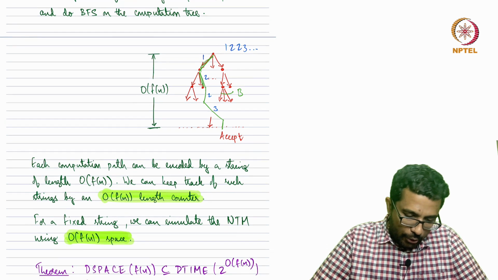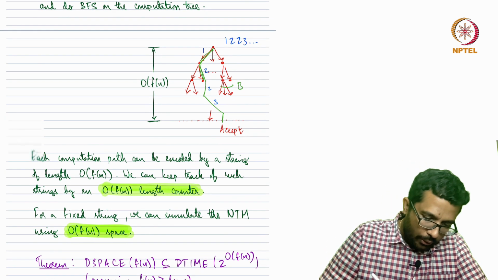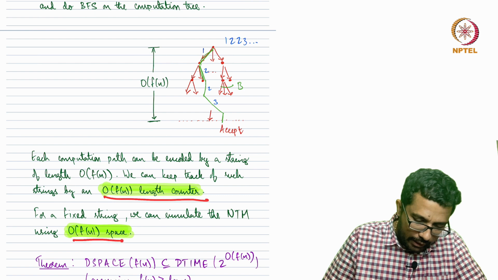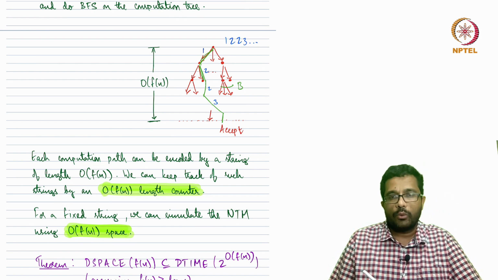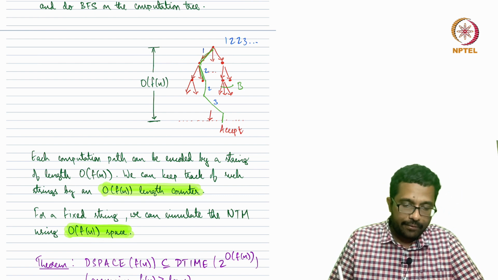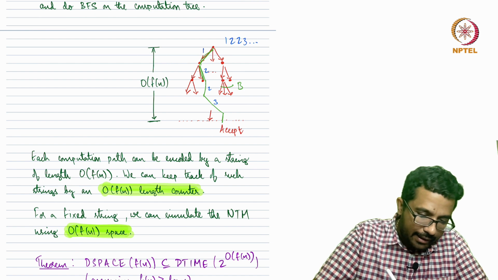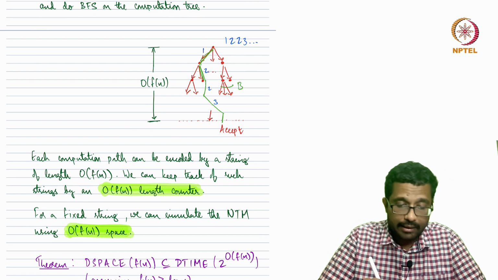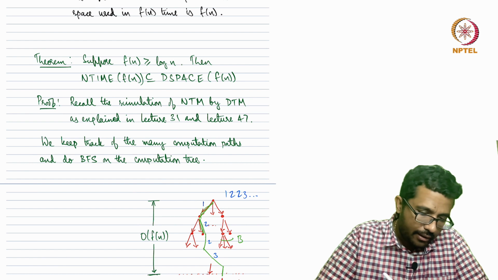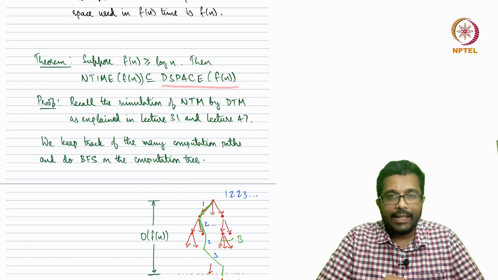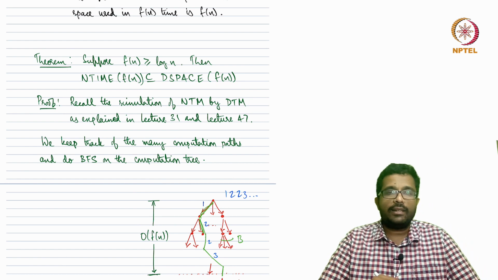So we have two things. One is the O(f(n)) length counter, and the other is each simulation taking O(f(n)) space. So overall space required is O(f(n)), right? So it's a deterministic space bounded Turing machine that takes O(f(n)) space, which is what we have said here: NTIME f(n) can be simulated by DSPACE f(n), right?